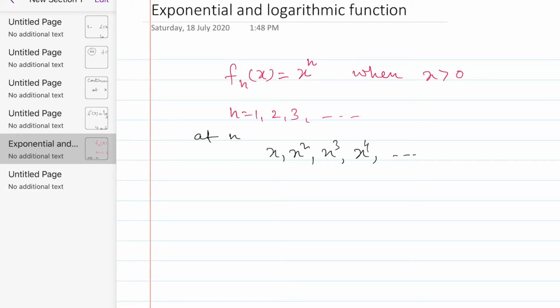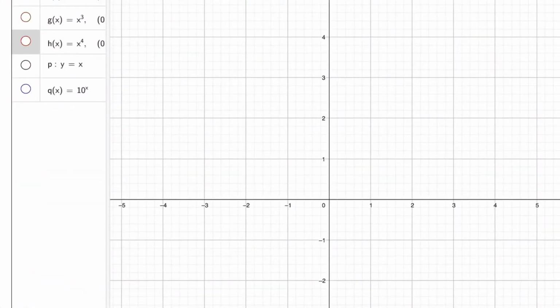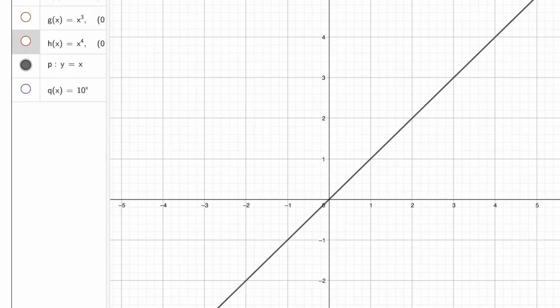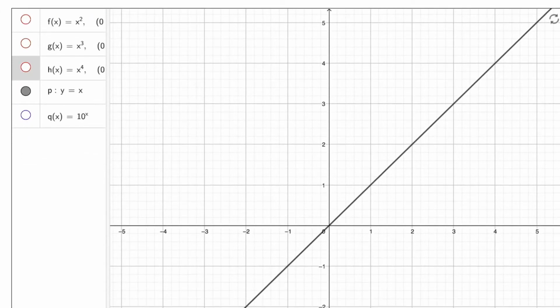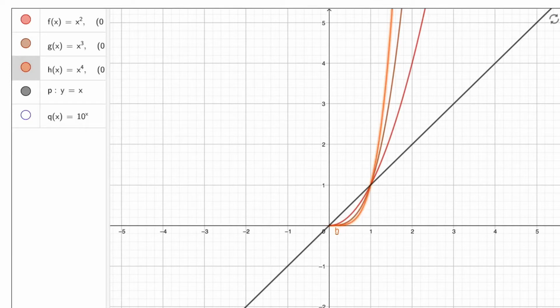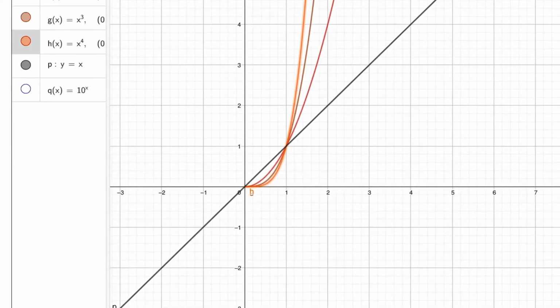Now let us plot these functions, that is y equal to x, y equal to x square, y equal to x cube, y equal to x to the power 4. Let us first plot y is equal to x, or when n is equal to 1. This will be the graph of the function. Now when n is equal to 2, the graph will be like this. When n is equal to 3, the graph will be like this. When n is equal to 4, the graph will be like this.